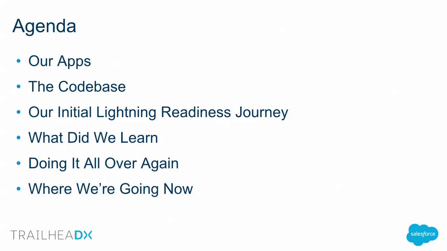So here's what we'd like to talk about today. First, I want to take you just through what our applications look like and how they're built. Kind of set it up from there, because we're dealing with some pretty complicated applications that we built over the last 6 years, and so the transition to Lightning has been a lot of work. So we'll talk about the code base a little bit. We'll talk about what our steps were to get Lightning ready early on, which we started about a year ago, and then what we learned throughout that process.